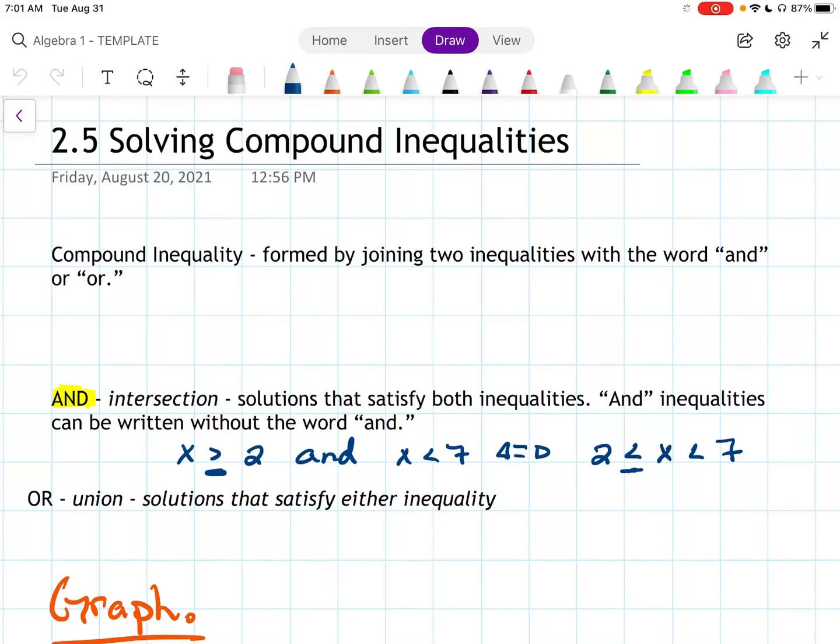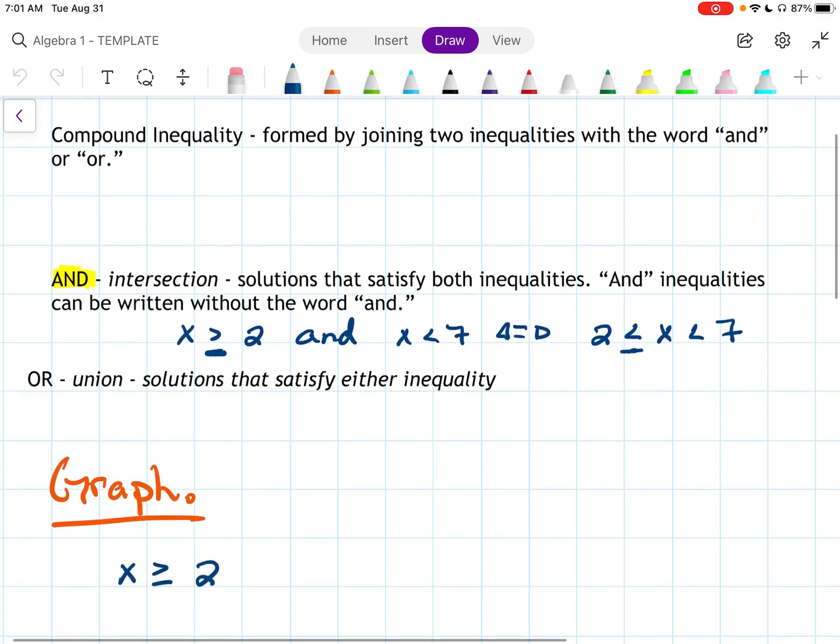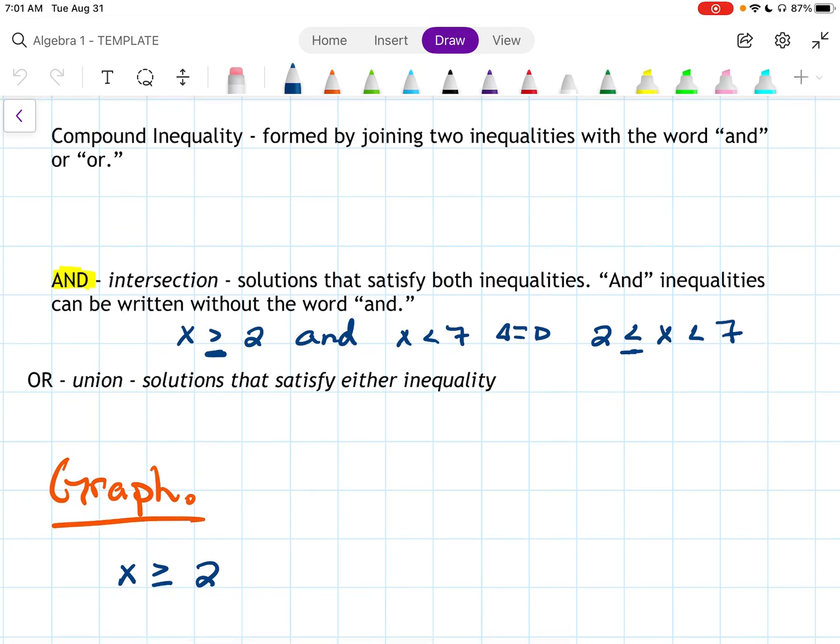Okay, 2.5, solving compound inequalities. A compound inequality is an inequality formed by joining two smaller inequalities with the word and or. Whenever we use the word and, it's called an intersection, and the solutions have to satisfy both inequalities. And inequalities can be written without the word and.